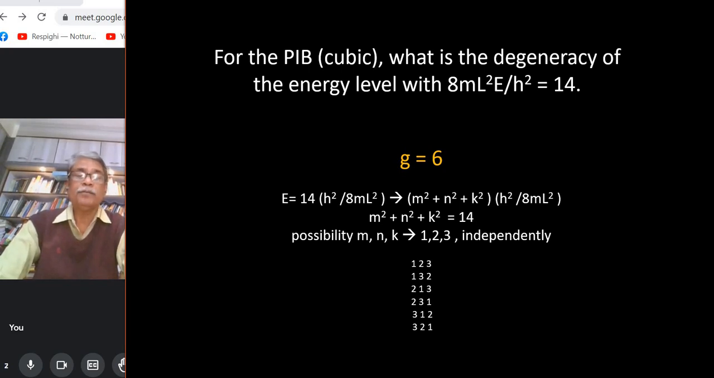Why are they different? Because if you say 1, 2, 3 and 1, 3, 2, why are they different? Because the wave functions have the 3 quantum numbers m, n and k, and 1, 2, 3 is m, n and k, but in 1, 3, 2, n is changed, k is changed, so the wave function changed, but the energy remains the same.